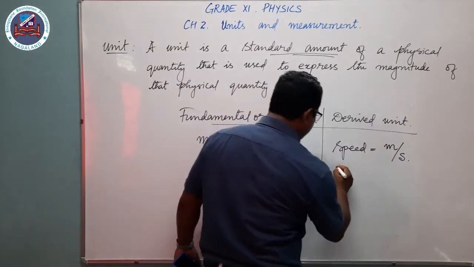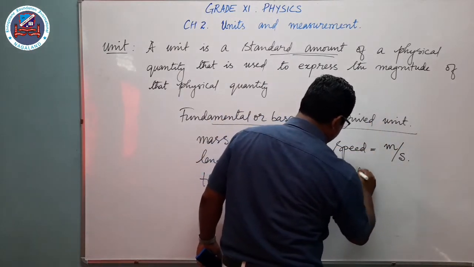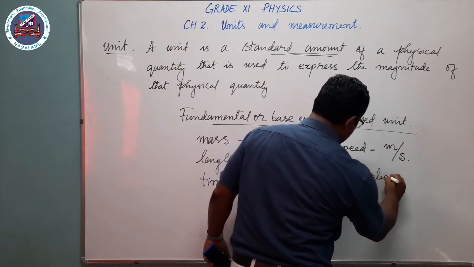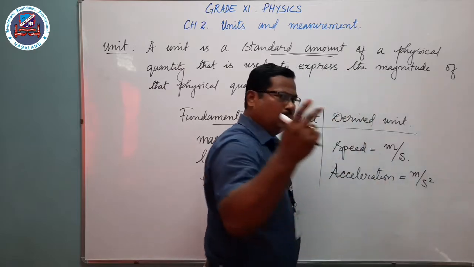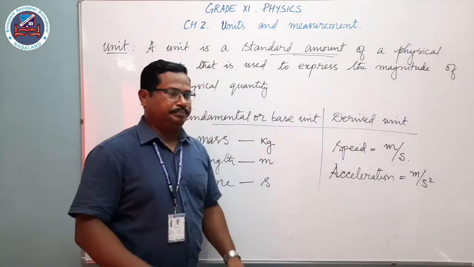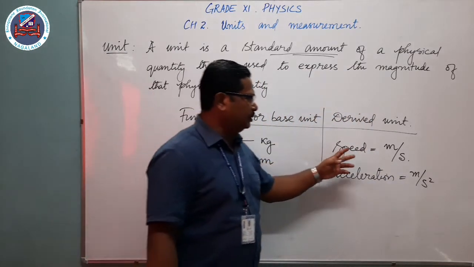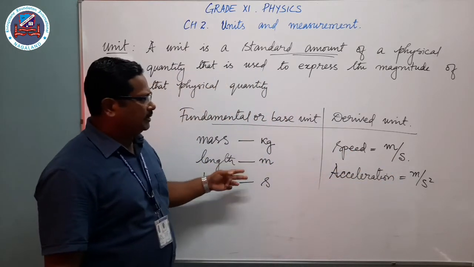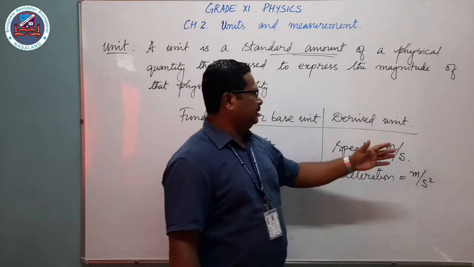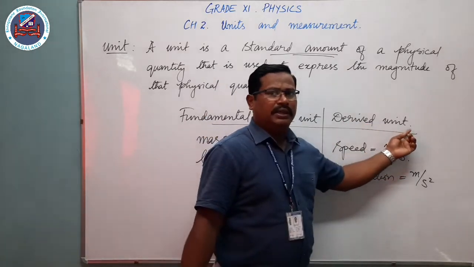Another example, acceleration. We write meter per second square. Sometimes two or more than two also it can be. When we take two or more than two units from the base unit, then that unit is termed as derived unit.